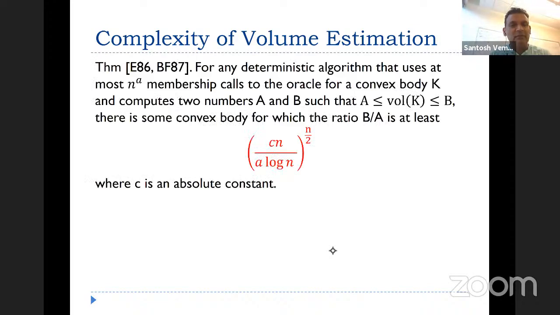This result from 25 years ago, of Elekes and refined by Bárány and Füredi, says that for any deterministic algorithm that uses at most n to the a queries to this membership in the set K and computes two numbers A and B, so that one is a lower bound on the volume and one is an upper bound, there is some convex body for which the ratio that it can find is exponentially large. In fact, it's about n over a log n to the n over 2. In particular, if it's a polynomial algorithm, then a is some constant. So the best possible approximation you can get in polynomial time is n over log n to the power of n over 2. So almost matching these simple ellipsoidal approximations.